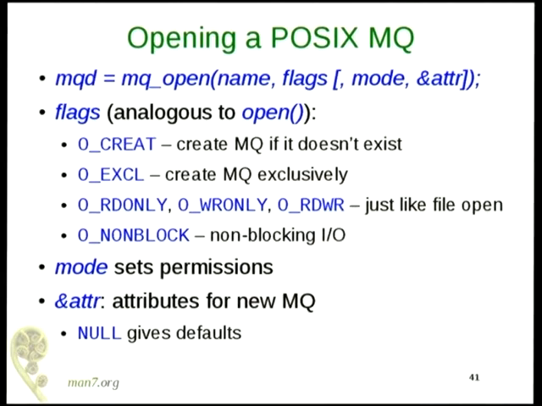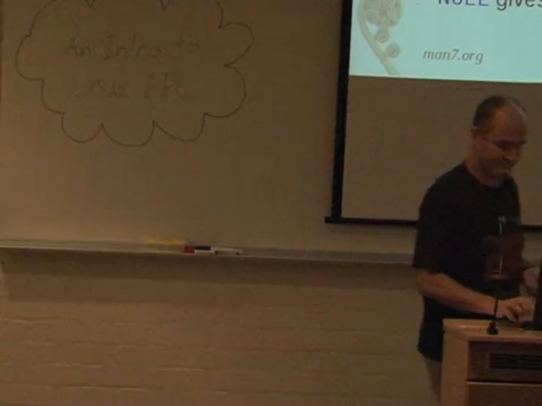These flags, if you're familiar with the open system call, look quite similar. Create a queue if it doesn't exist. Create it exclusively. In other words, I want to make sure I'm the one that created it. If there is already a queue by that name, give me an error. Open it for reading, writing, or reading and writing. Open it for non-blocking I/O. The mode sets the permissions on the queue. Attributes sets attributes for the queue. I won't talk too much about attributes, but null will give you some reasonable defaults.